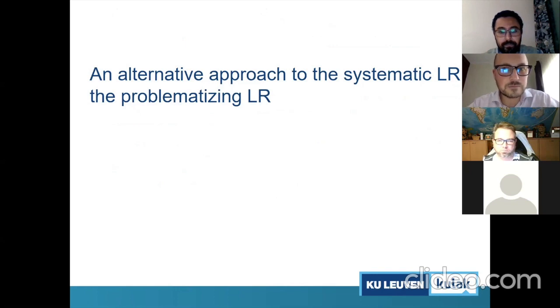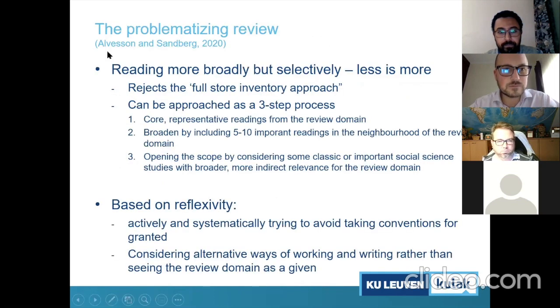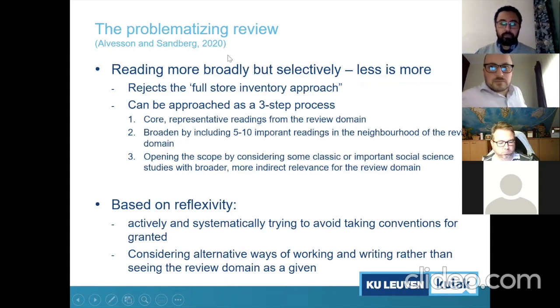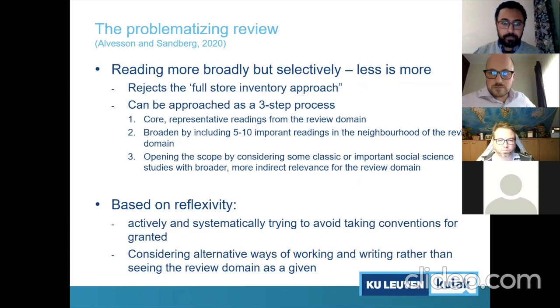And then these researchers, and I'll give you the name of the authors, Alvesson and Sandberg, 2020, present a completely different way of performing a literature review by not using this full stored inventory approach, as you can see here on the slide. So you're not going to develop the recipe, be crystal clear on the recipe, and then execute it as if you were a cook.